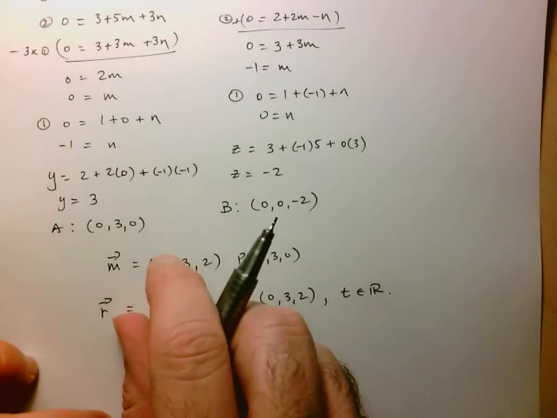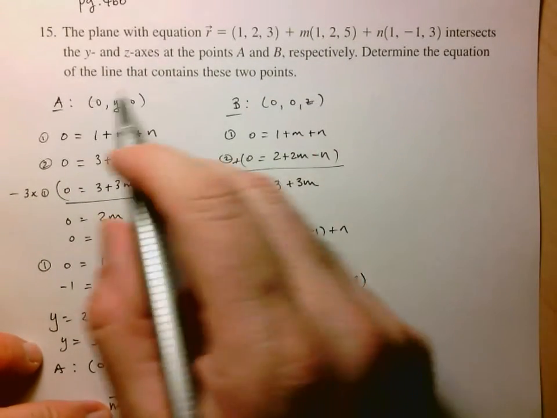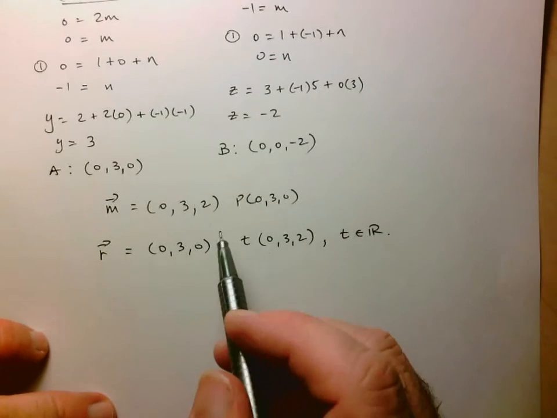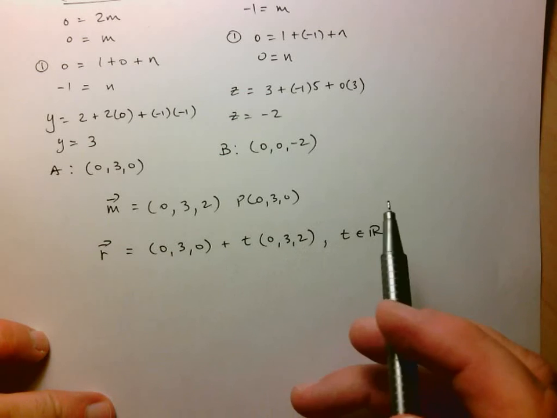I guess the only thing to look for is to see if they're asking anything particular. No, they just want to determine the equation of the line. So that would be a final answer. Now again, if you used 0, 0, negative 2 plus t times 0, 3, 2, that's perfect.